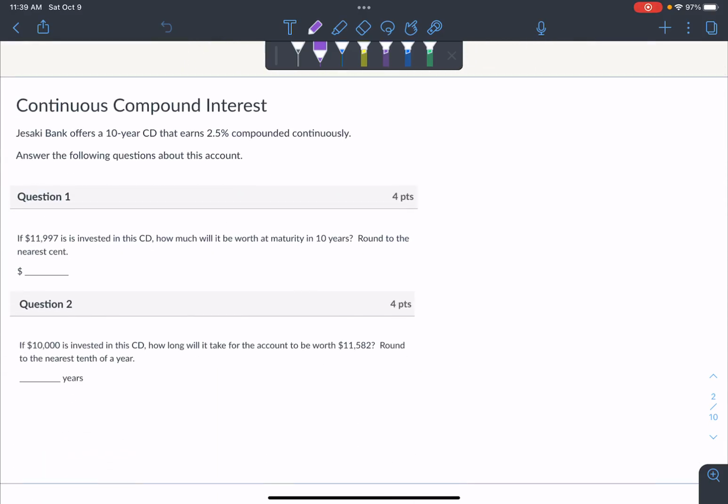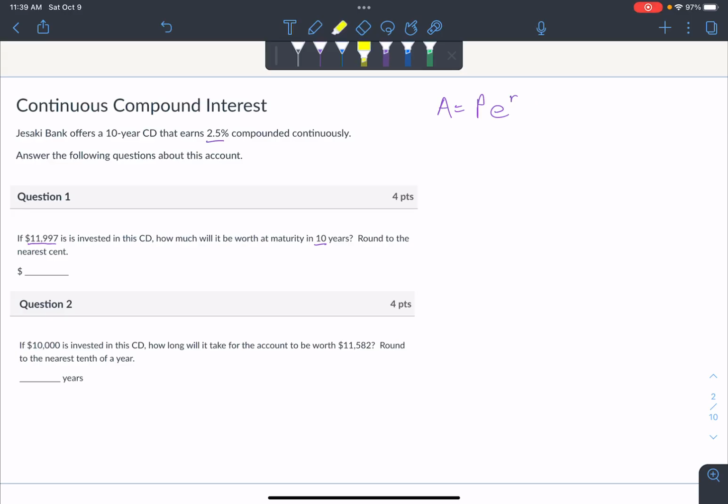Okay, so for this question, we have a continuous compound kind of question. We have a rate here, and then what do we want to know? If we have this amount invested initially, then what will it be worth in 10 years? So recall that our continuous compound formula looks like this: A equals P-E-R-T.